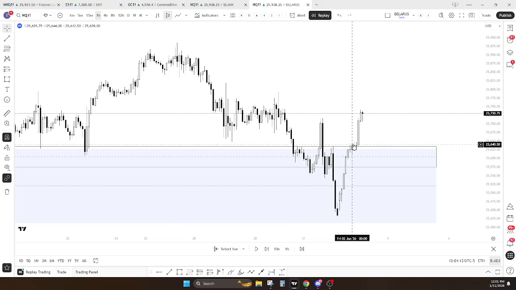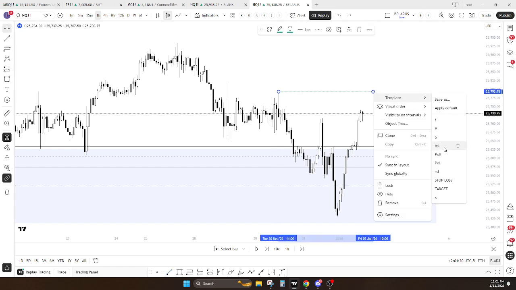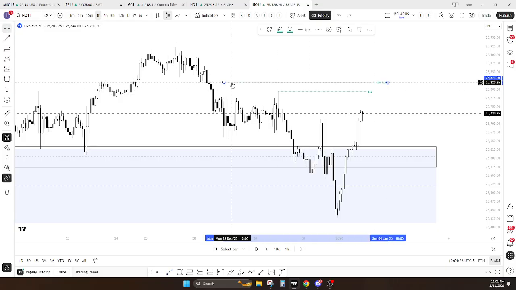We took the trade off of this 1 hour CISD. We've closed above this high. The next 1 hour high we have is here. And then we also have a relatively equal high with that there.